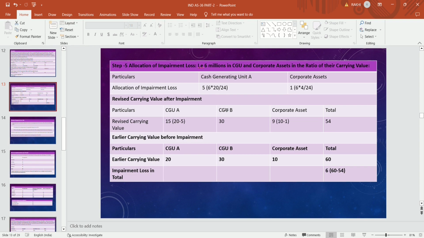Now the earlier carrying value before impairment is CGU A 20, CGU B 30 million and the corporate asset 10. The total is 60 million, and the revised carrying value is 54. So the total impairment loss is 6 million. That is 60 minus 54, it becomes 6 million.